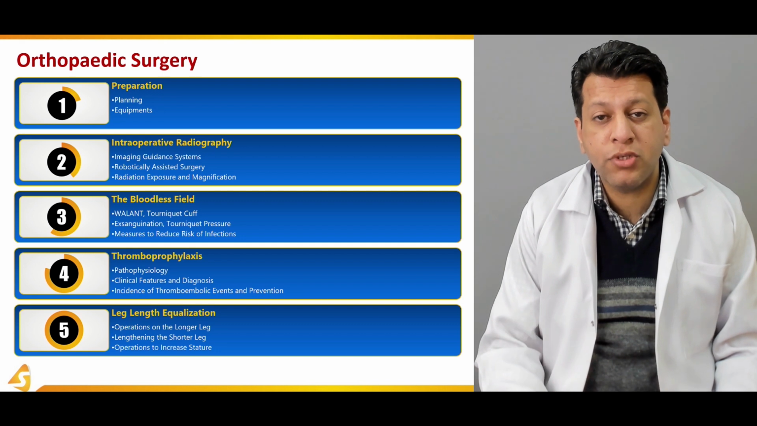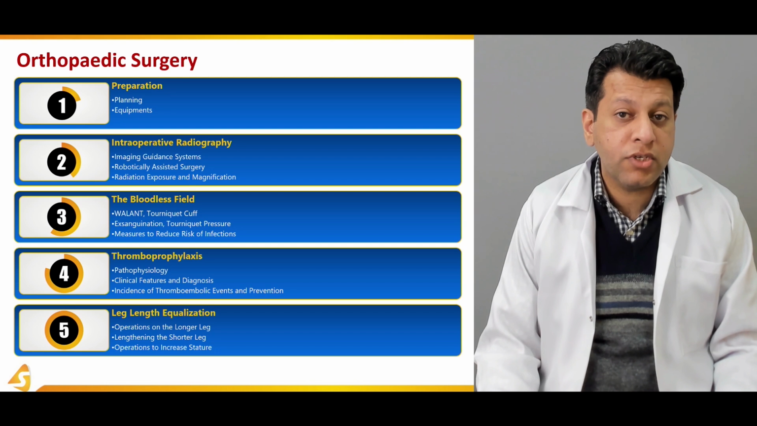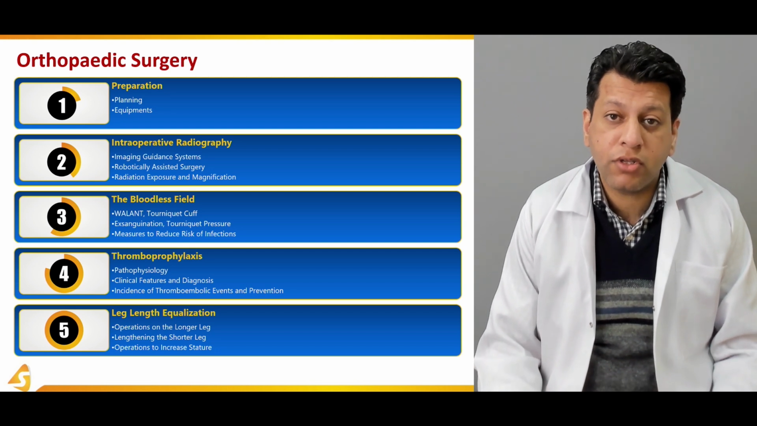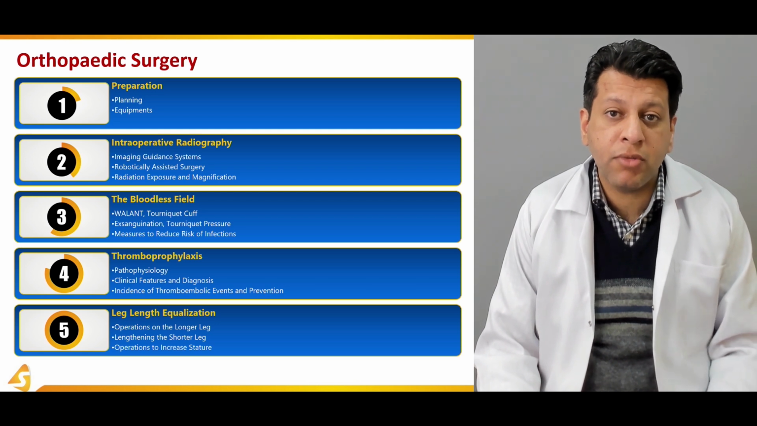What are the procedures which can be done on the normal limb, such as shortening of the normal limb or epiphysiodesis? What are the procedures which can be done on the involved limb, that is, the shorter limb, such as limb lengthening?